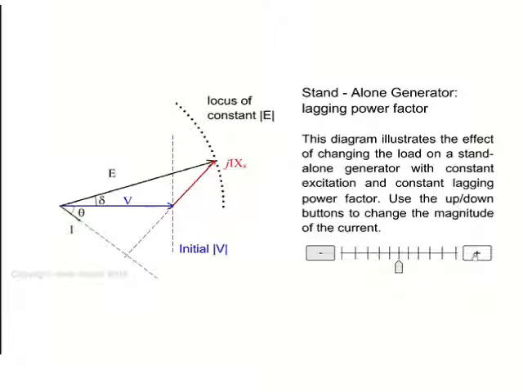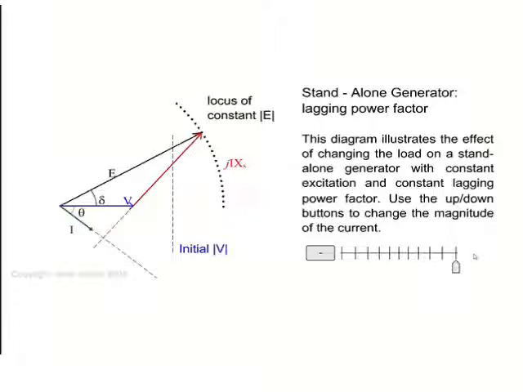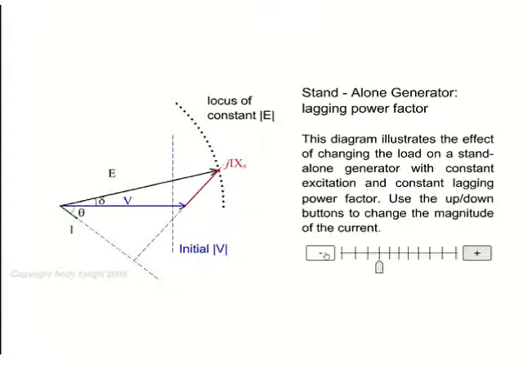Now let us see what happens if I increase the load. Increasing the load means the current I, which is represented by green color, will increase. See, as the current is increasing, the j Xs I drop represented by red color increases. As E has a boundary, it is constant, the locus of constant E. Therefore, the voltage reduces. The voltage is reduced from its initial value, shown in the diagram in blue, as I increase the current.